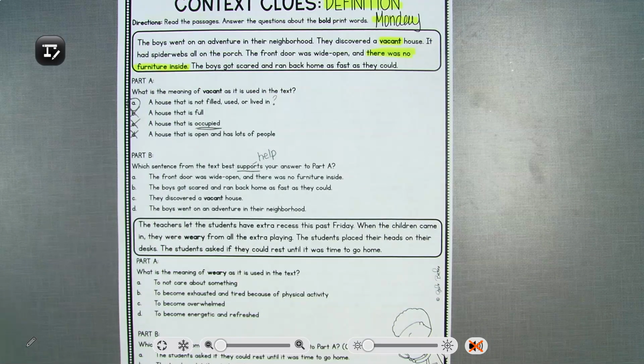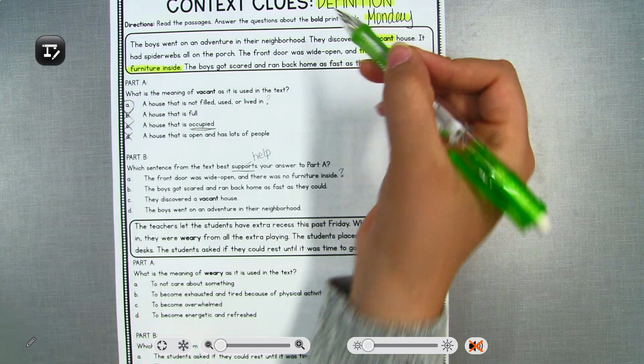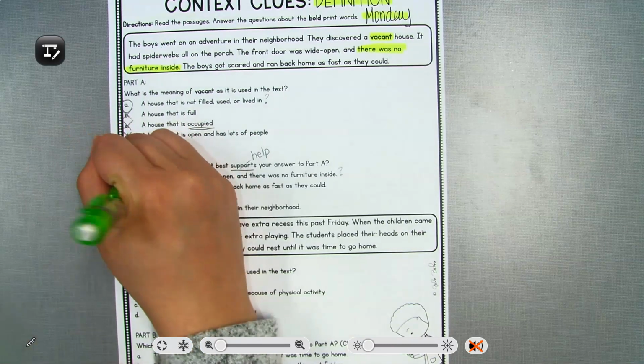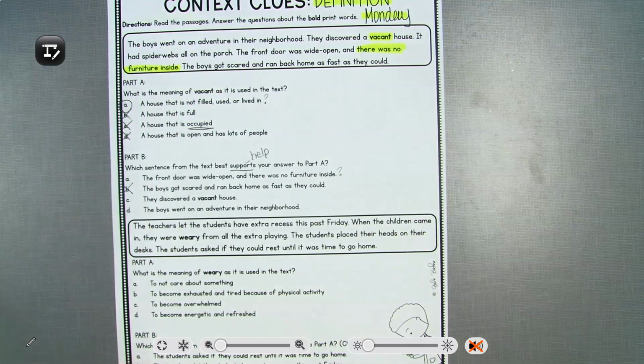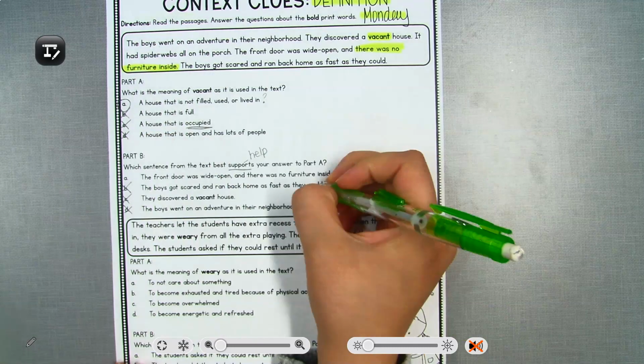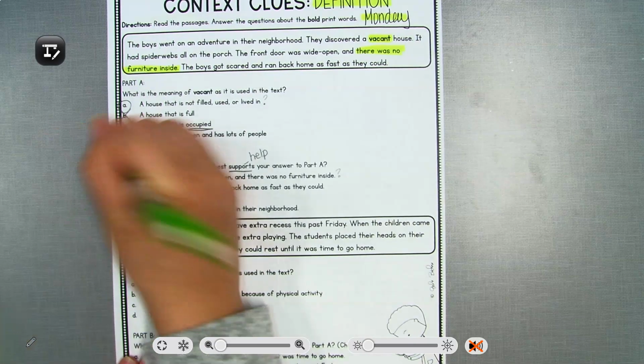So the front door was wide open and there was no furniture inside. That's a maybe because we did highlight that. We did say that that was a clue that it meant that no one lived there. The boys got scared and ran back home as fast as they could. Nope. That's just telling me what they did when they found out there was nobody inside. They discovered a vacant house. Well, that's not really going to help me because I don't know what the word vacant meant. So no. And then D, the boys went on an adventure in their neighborhood. No. So B and D, guys, are actually events that happened in our story, but they don't help me understand what the word vacant means. So A is my answer.